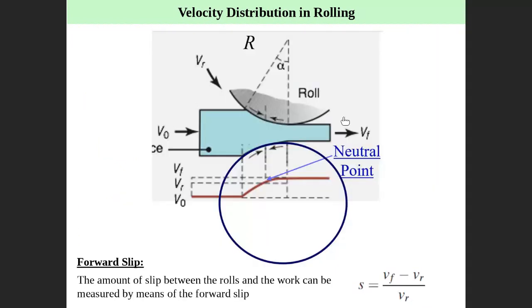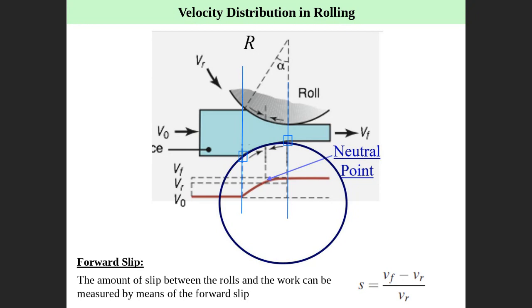Let me just show it bigger. So this is a bigger photo. As I told you, this is a starting point here. Rolling starts here, rolling ends here. So rolling starts at this point, rolling finishes at this point. Starting point here, enter at VO and exit at VF.